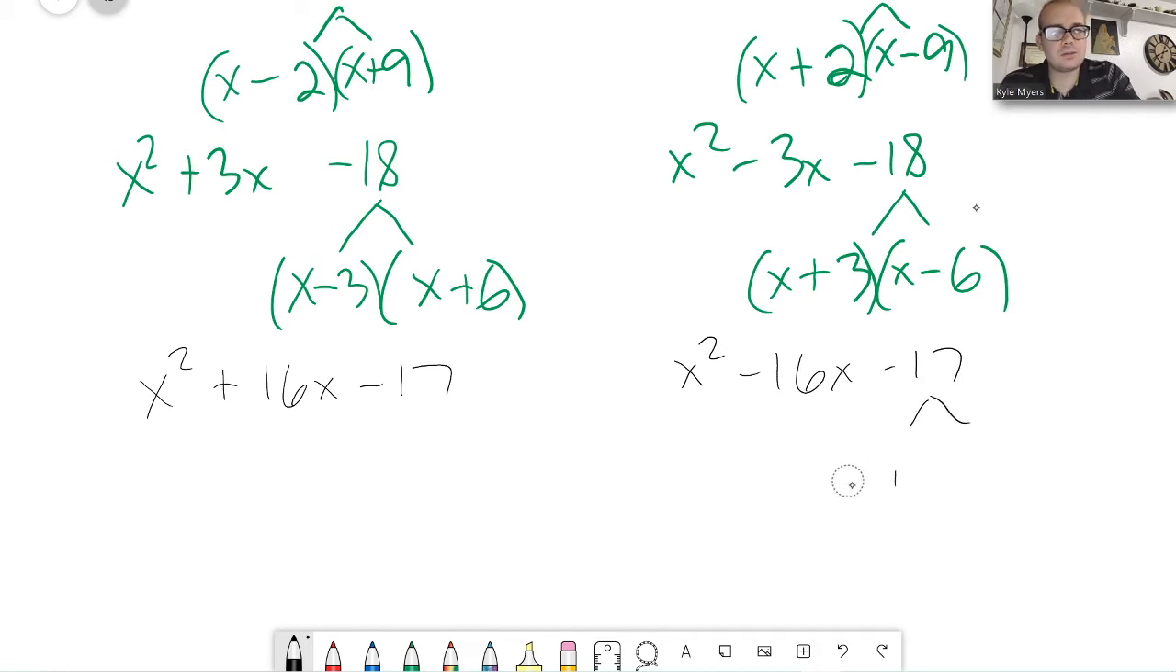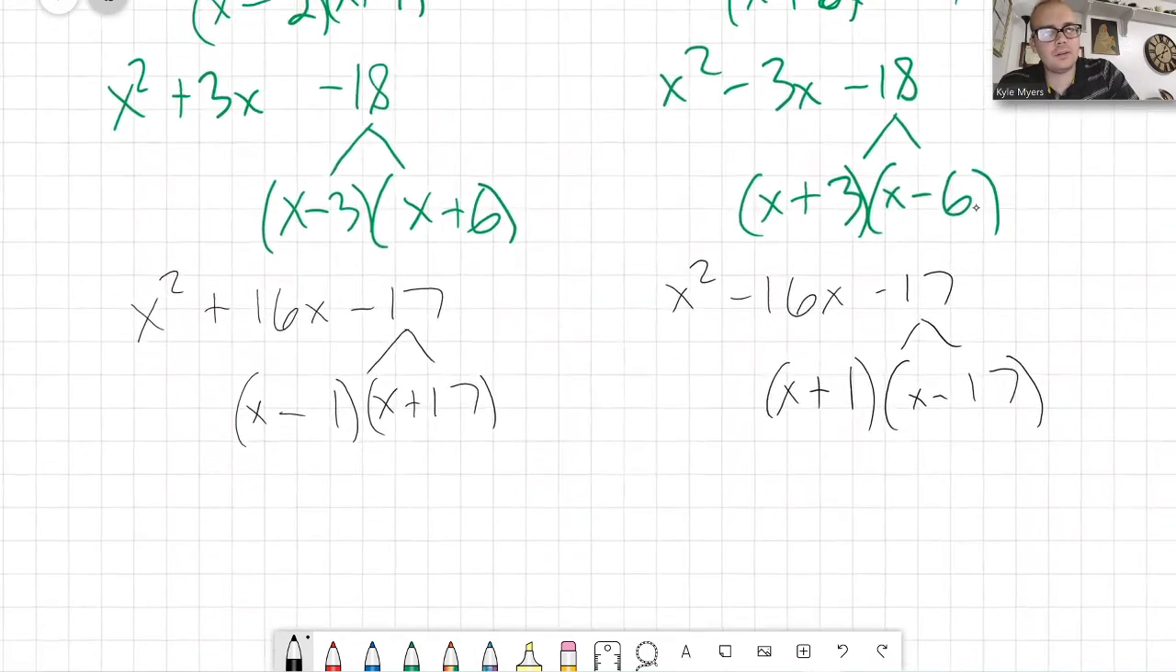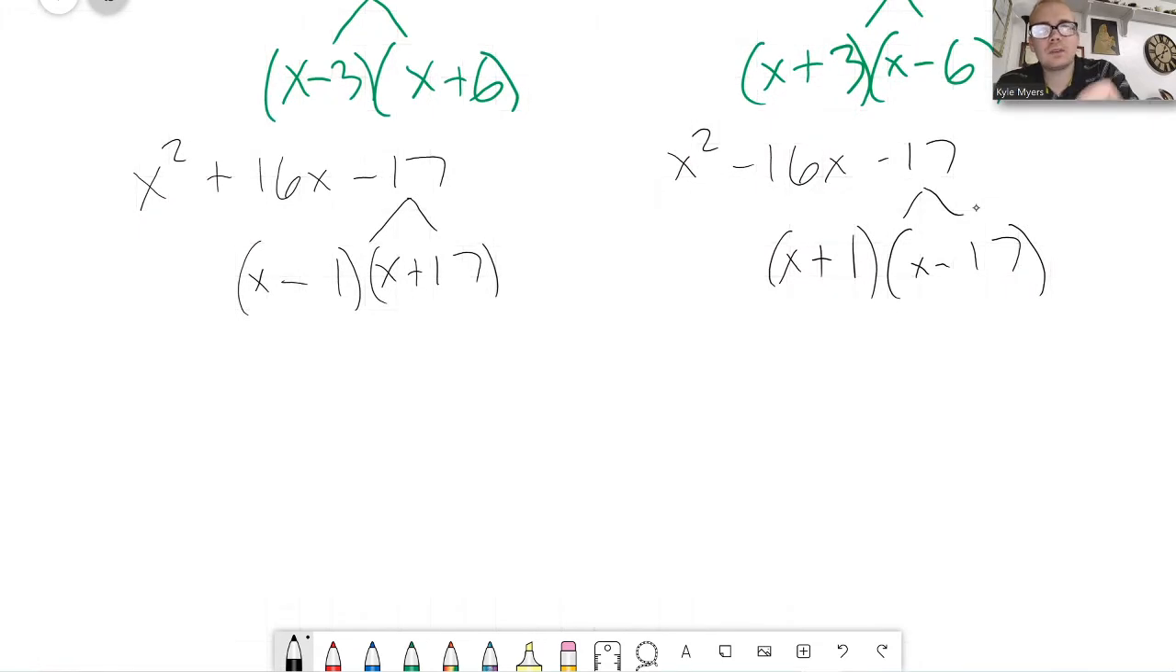Let's try to keep a similar pattern here. 1 and 17. So we want to do minus plus and plus minus. And there's the answer to that. Okay, 17 is prime, so again we're done with that. We move on to the next one.